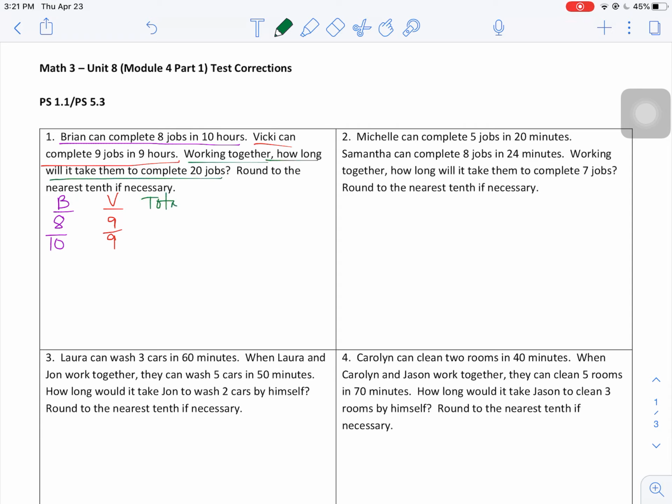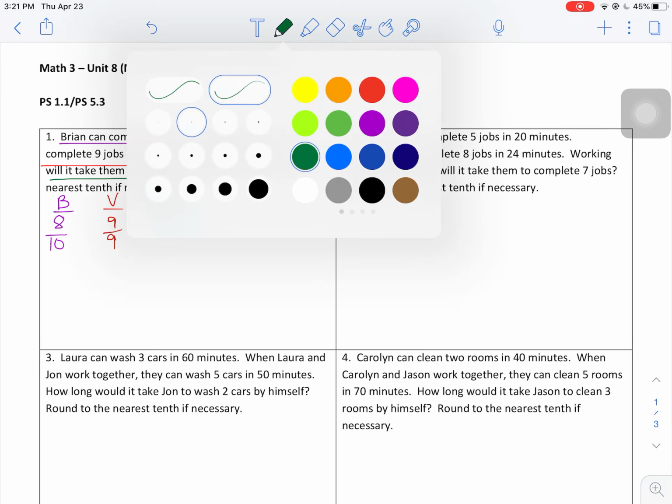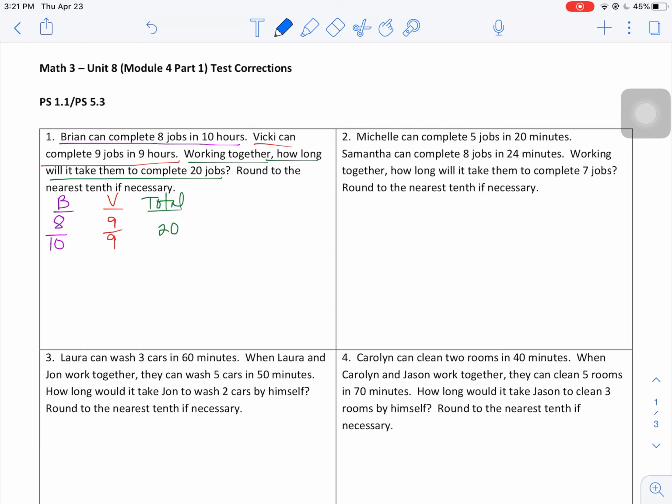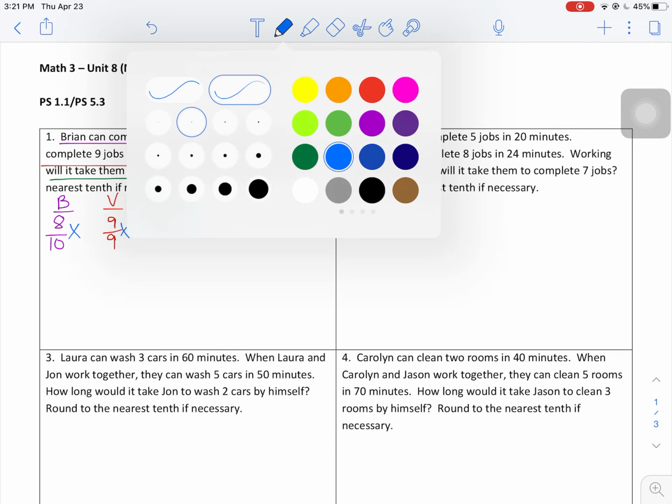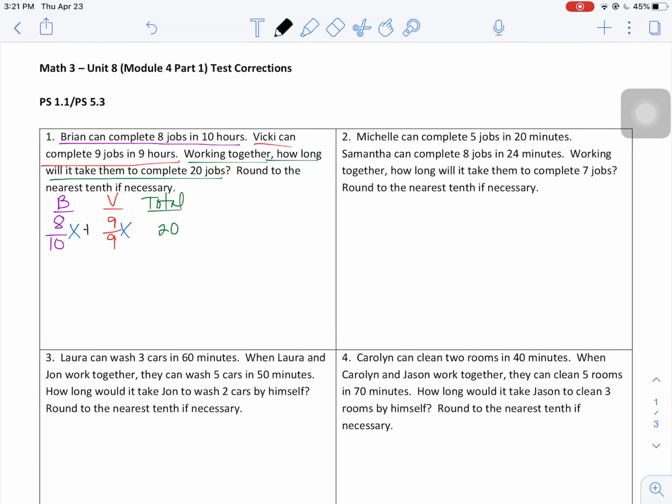So the way I like to set up these work problems is I like to do the number of jobs per time times whatever the total time it takes the workers to do their total jobs together. So the X that I just added in there, that's the time it takes Brian and Vicky to do something working together. And that something is the total jobs, so the 20 jobs. So that's Power Standard 1.1, just setting it up correctly.